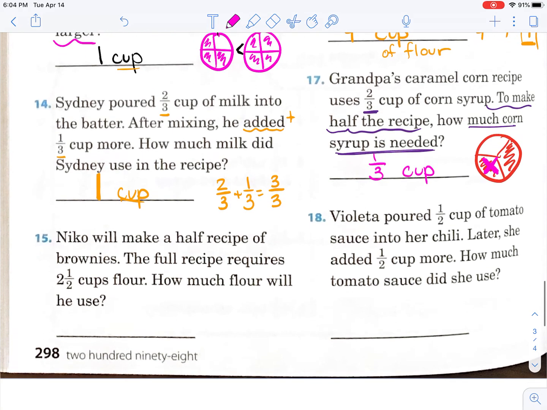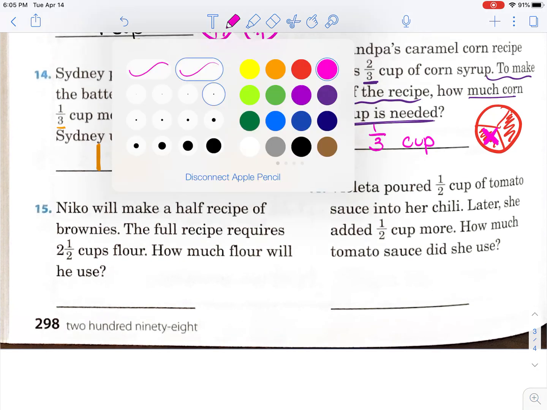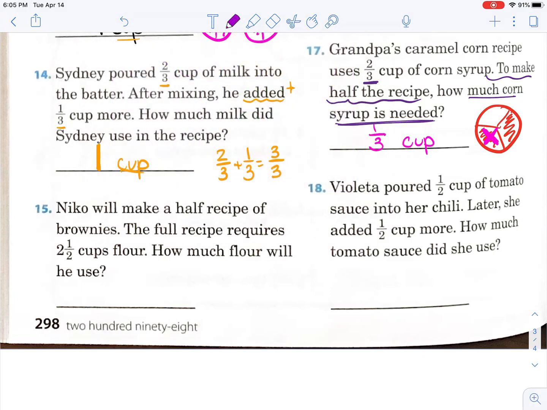Move on up. Here we go. Nico will make half a recipe of brownies. So there's our clue again. Half a recipe of brownies. The full recipe requires 2 1/2 cups flour. How much will he use? So we have 1 cup. We have 2 cups. And we have a 1/2 cup. That's what the regular recipe requires. Do you see it? I'm going to get rid of half of these. I'm going to get rid of half of the whole numbers. So what am I left with? 1.